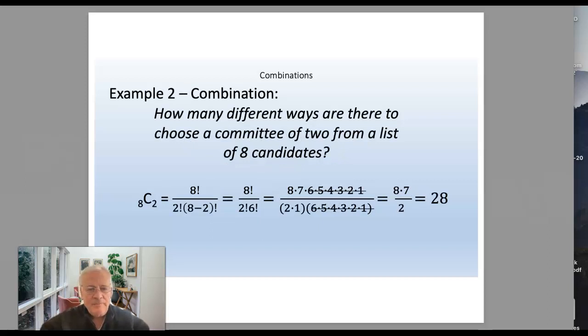All right, another example. How many different ways are there to choose a committee of 2 from a list of 8 candidates? And remember when we did this with permutations, it was president and vice president. And our answer was 56 because order mattered. But now our answer is only 28 because order doesn't matter. I'm just selecting 2, so it's half of that. And so you don't have to flip the president and vice president around. We're just choosing 2 from 8.